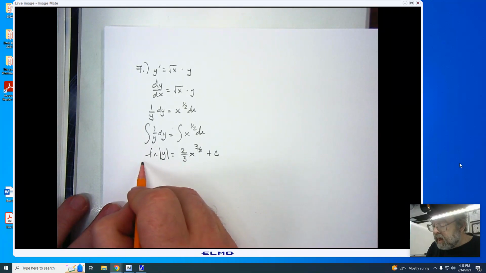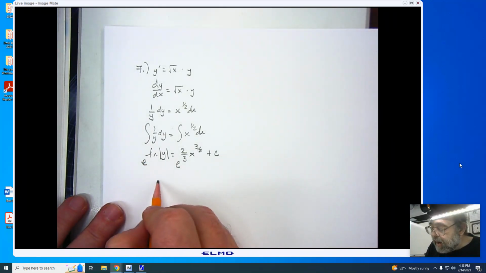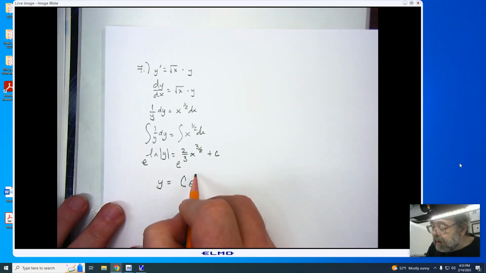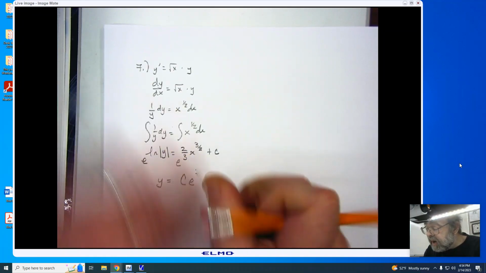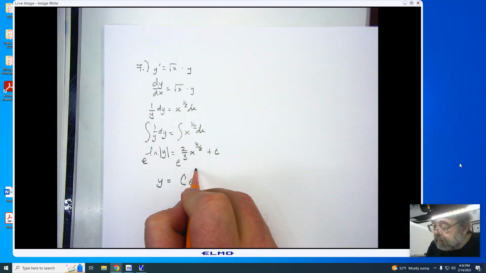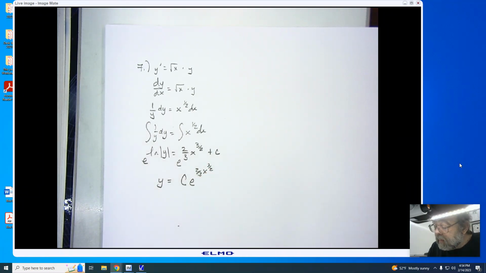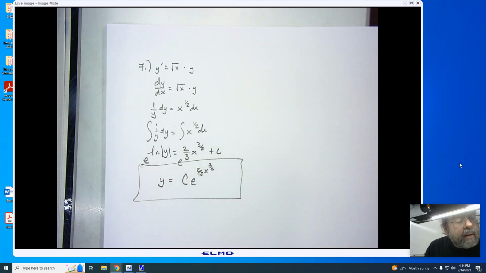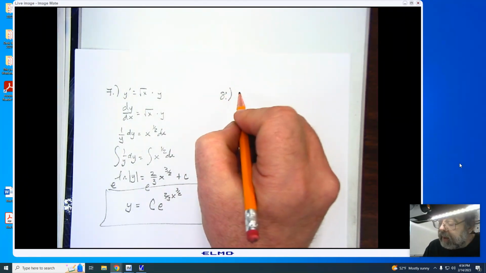We're now going to exponentiate both sides. As I exponentiate, I'm now getting y equal to my constant times e to the 2/3 x to the 3/2 power. And there we have our answer. Alrighty, now all of these follow this same pattern, so let's check 8 next as we rapidly come to the end.